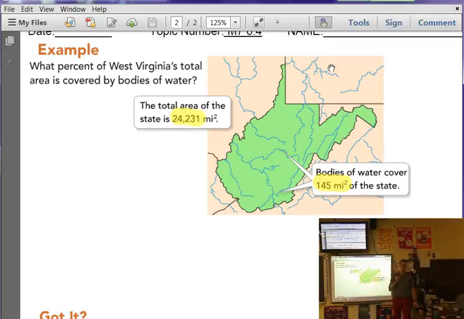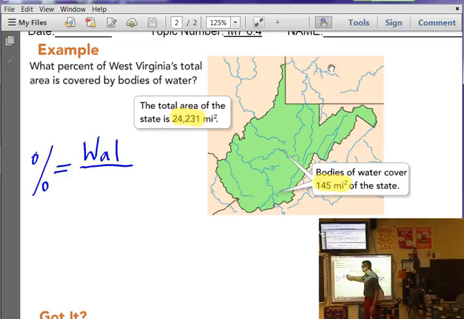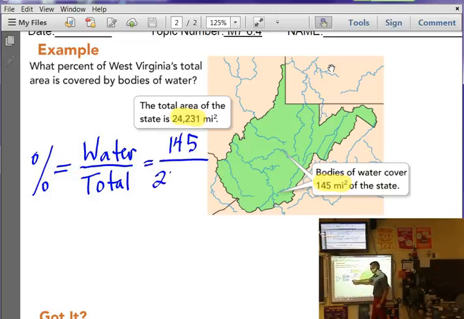What percent of West Virginia is covered by water? A lot. So if we want to talk about what percent is covered by water, what is our part value? 145. 240. Well, okay, so you're giving me the numbers already. We want the area that is water compared to the total area. So we're going to set up 145 over the 24,231.